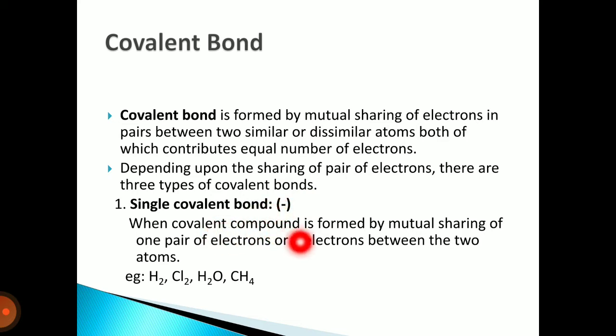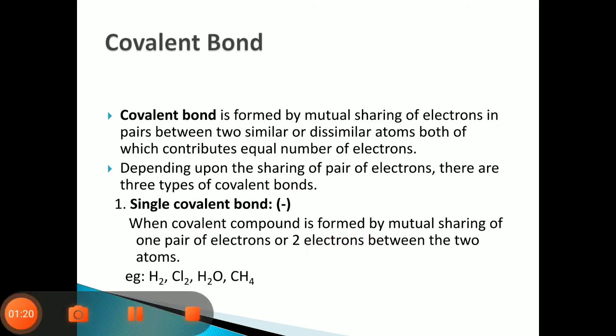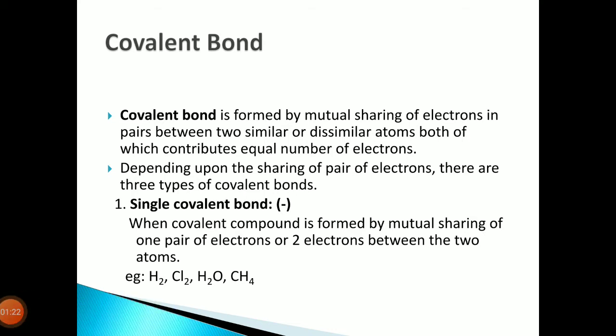When a covalent compound is formed by mutual sharing of one pair of electrons, or two electrons, between the two atoms, then the bond formed is called a single covalent bond, and it is represented as a single dash as shown here. The examples of single covalent bonded compounds are the hydrogen molecule, that is H-H, the chlorine molecule Cl-Cl, the water molecule, and the methane molecule.